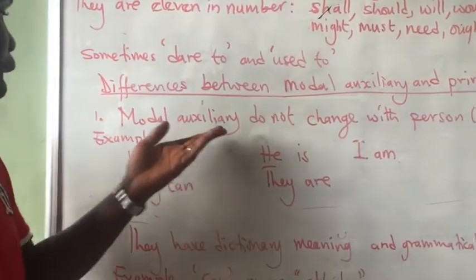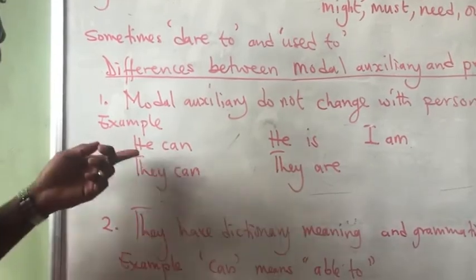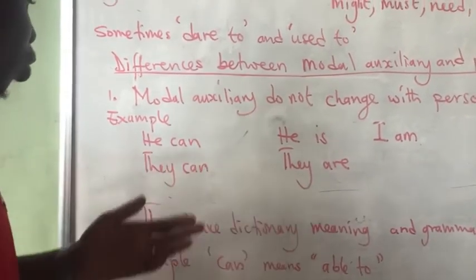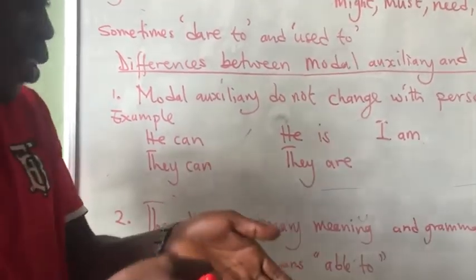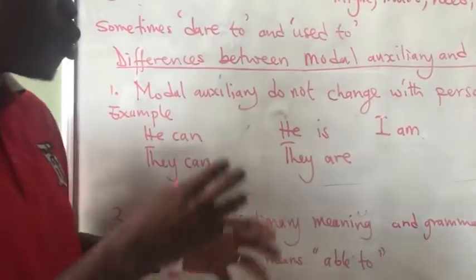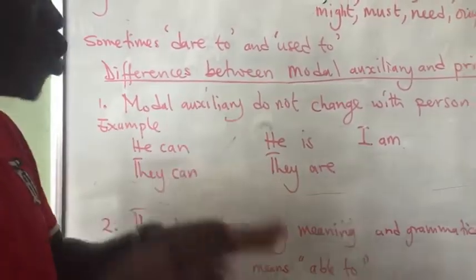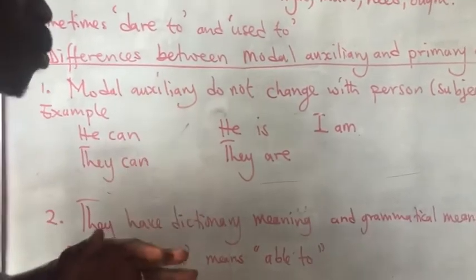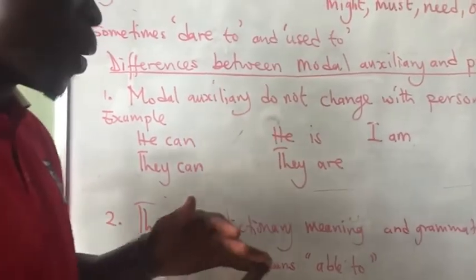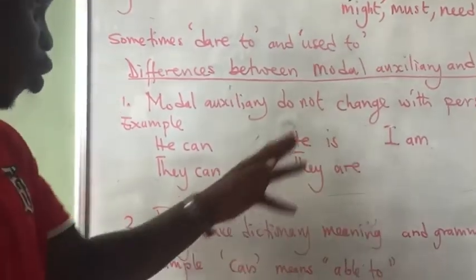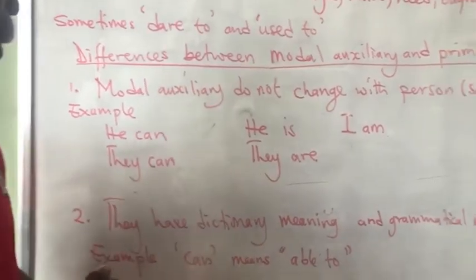But when you come to the modal auxiliary, for example, we take can. He can, they can. So you see that singular, we are using what? Can. Plural, we are using can. That's what we mean by with modal auxiliary, we don't change. You can use the same auxiliary verb for singular person and then what? Plural person, unlike the primary auxiliary.